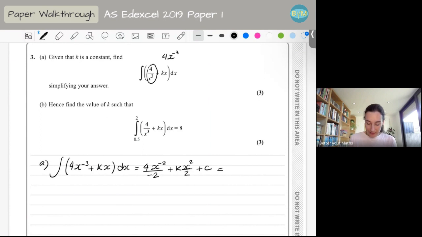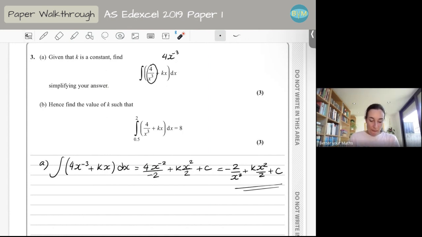I forget it. And it says simplifying your answer, which means we are going to work a bit the coefficients. And if you want, you can leave this x as negative or bring it back to the denominator. It doesn't matter. What they want is you to simplify the coefficients, really. So this is minus 2 divided by x squared plus k x squared divided by 2 plus c. Yeah? So this is the first part of the question.